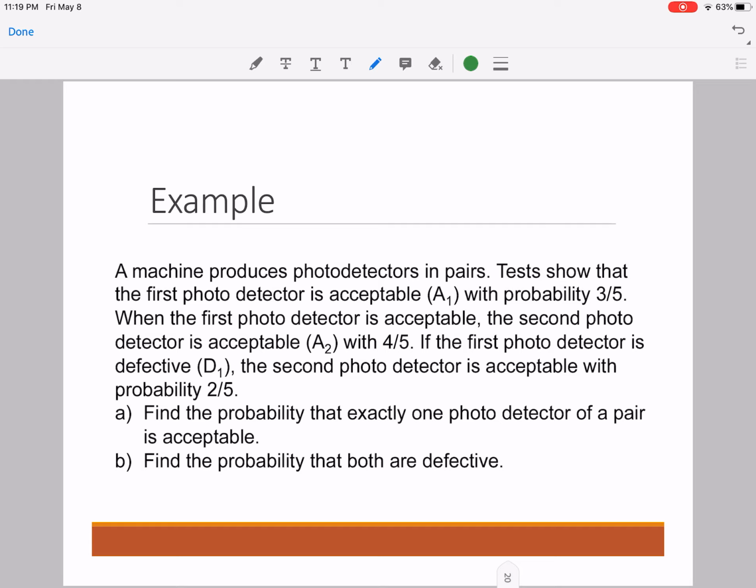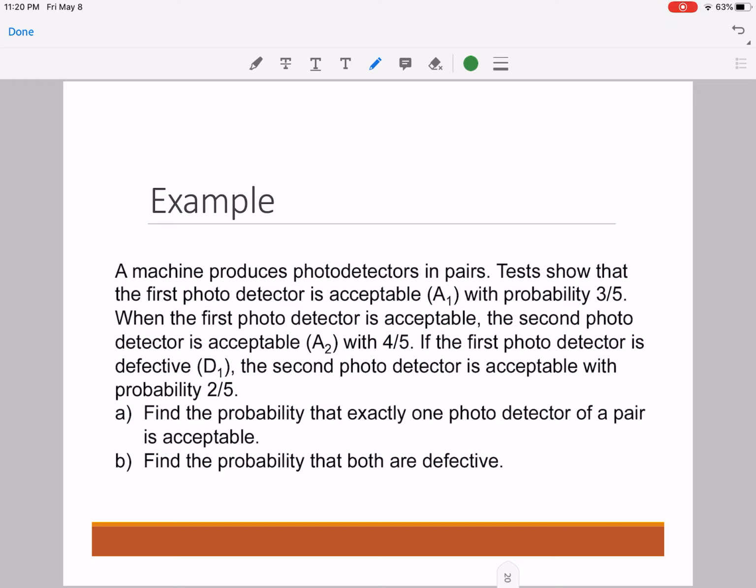If the first photodetector is defective, D1, then the second photodetector is acceptable with probability 2/5, and I need to find certain probabilities. I would like for you guys to pause your video here and try to draw a tree diagram for this problem statement. Carefully read the problem statement and identify how many sub-experiments are being performed, then lay them out in the form of a tree diagram. Once you're ready, you can unpause the video and I can show you how this can be done using a tree diagram.